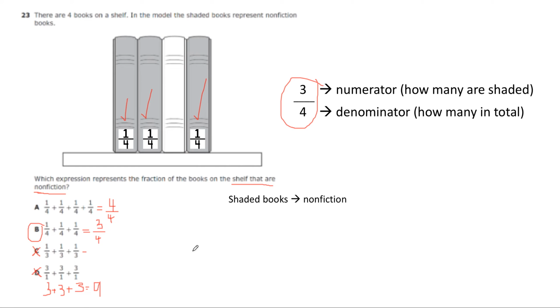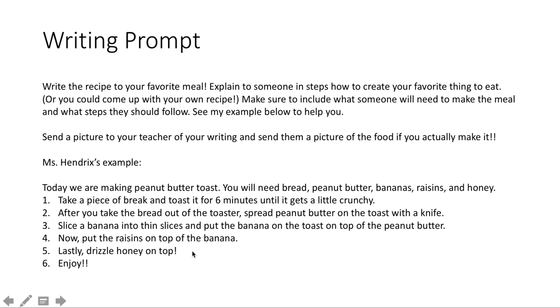Okay. Let's go to our writing prompt. Okay, I think this is going to be a fun writing prompt today. So, the writing prompt is, write the recipe of your favorite meal. Explain to someone in steps how to create your favorite thing to eat. Or, if you want to, you can come up with your own recipe. Make sure to include what someone will need to make the meal and what steps they should follow. So we'll look at my example below to help you out and give you an idea of what to write.